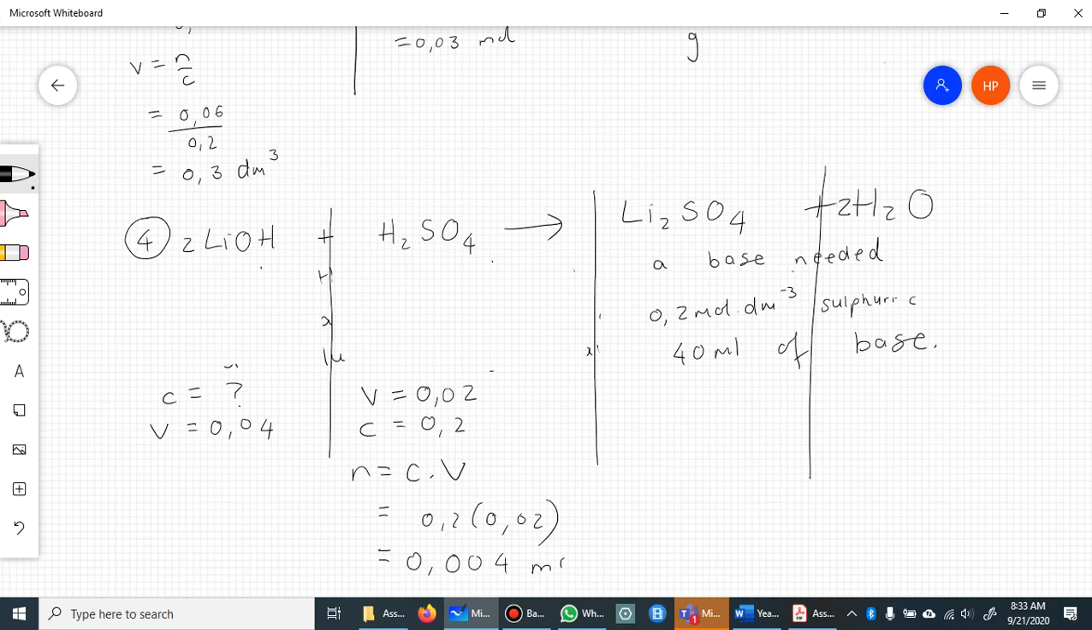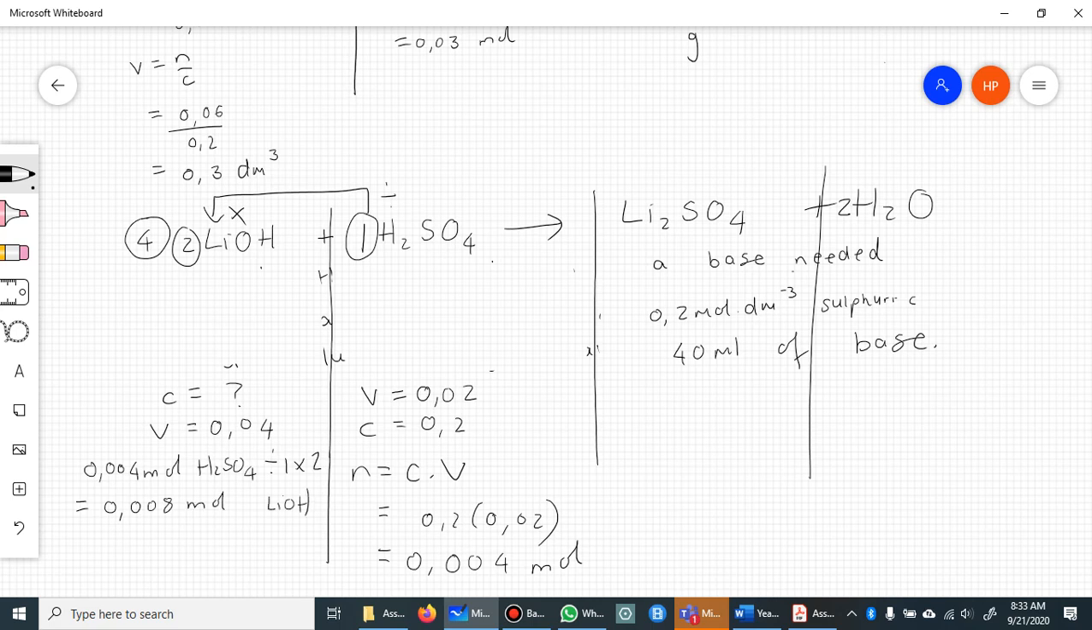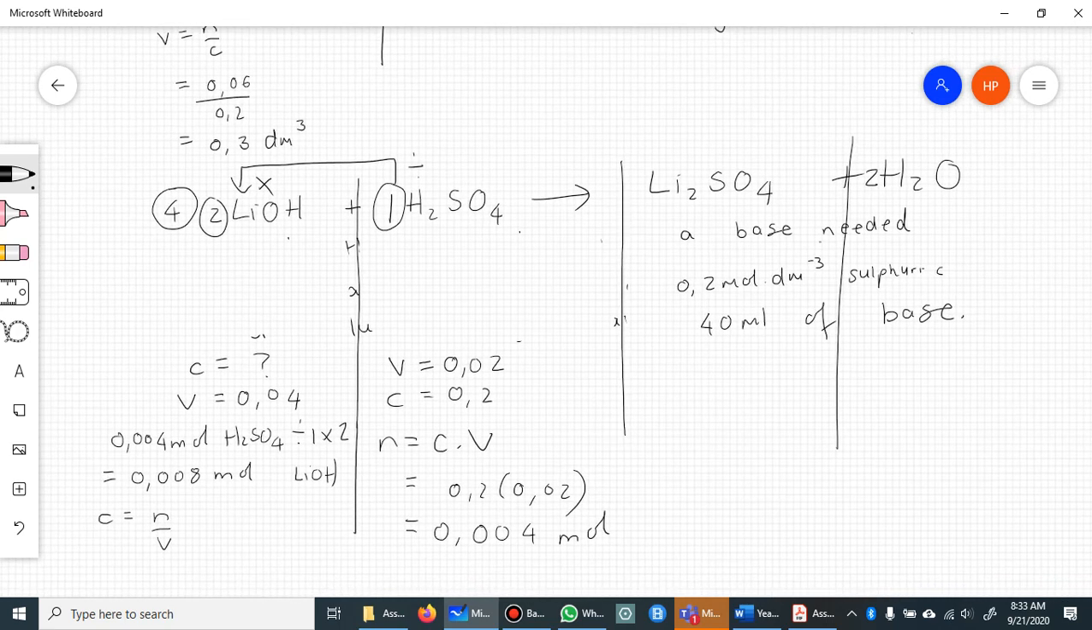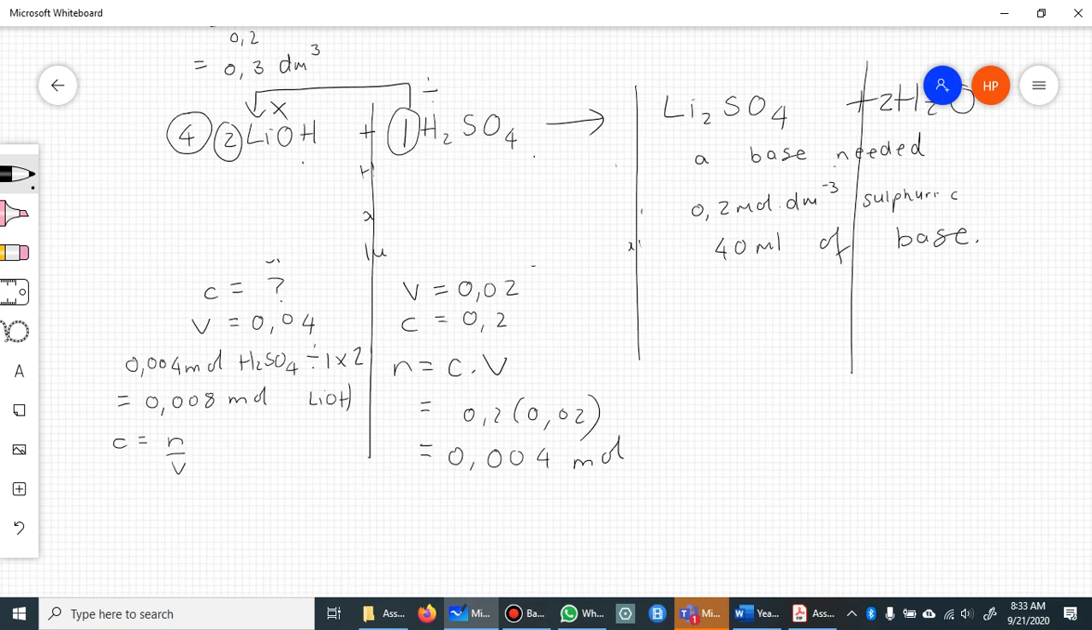0.004. You're welcome to put that into scientific notation, so 4 times 10 to the negative 3. Then you can do mole ratio. So you're going to go 0.004 mole of H2SO4 divided by 1 times by 2. So divide by the one you're with times by the one you're going to. So divide by 1 times by 2, which gives me 0.008 moles of LiOH. And then I'm looking for the concentration. So C is equal to N over V. Okay, so the mole is 0.